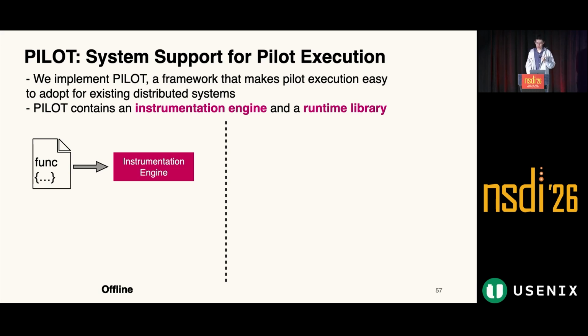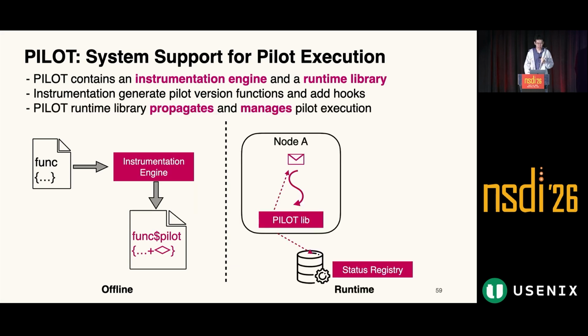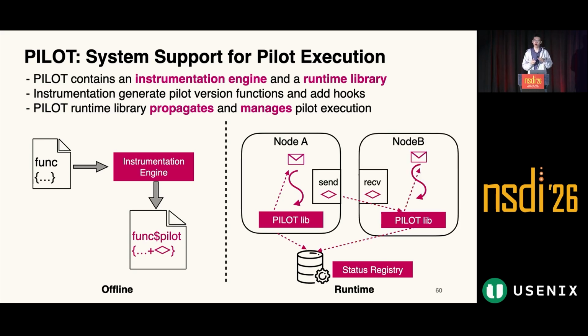In the offline stage, the instrumentation engine will transform the original function into a parallel version function, which preserves the recovery logic but isolates all the side effects. At the online stage, the Pilot library will spawn multiple fundamental threads, which are managed by the state registry. And each fundamental thread could propagate to other nodes with the hooks we added.